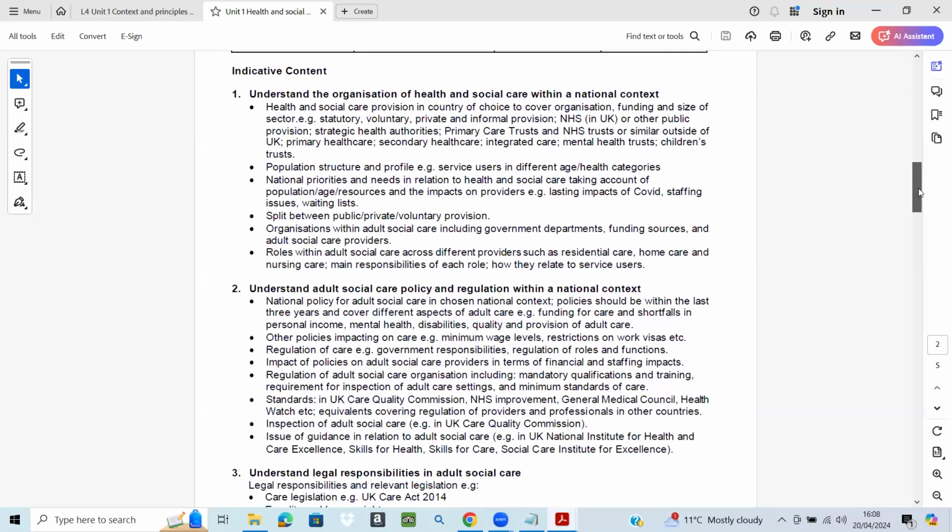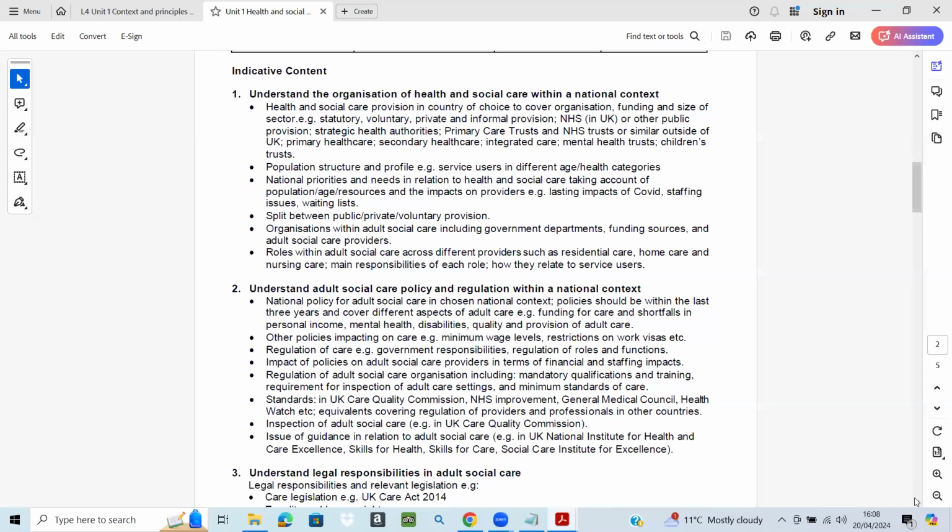Okay, so now we have to discuss the indicative content. We need to use the indicative content in our work. Like health and social care provision in country of choice to cover organization. For example, we are in the United Kingdom, so we will talk about the United Kingdom and NHS. We have discussed everything in our previous lectures, in detail about learning outcome 1, 2.